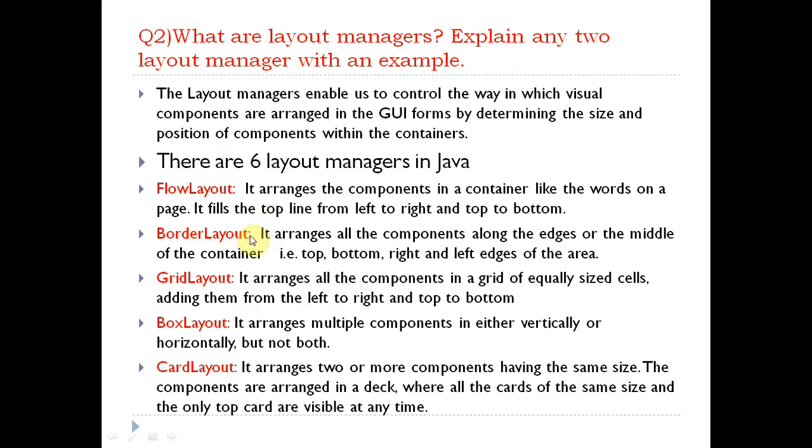And these are the definitions. Flow layout arranges the components in a container like words on a page, and it fills the top line from left to right, top to bottom. Border layout arranges all the components along the edges or the middle of the container, that is the top, bottom, right, and left edges of the area. Grid layout arranges all the components in a grid of equally sized cells. Box layout arranges multiple components either vertically or horizontally, but not both.